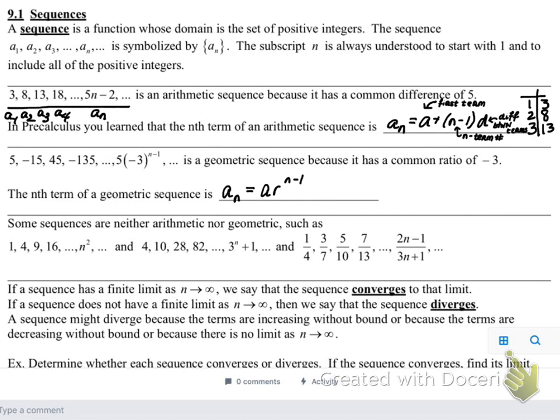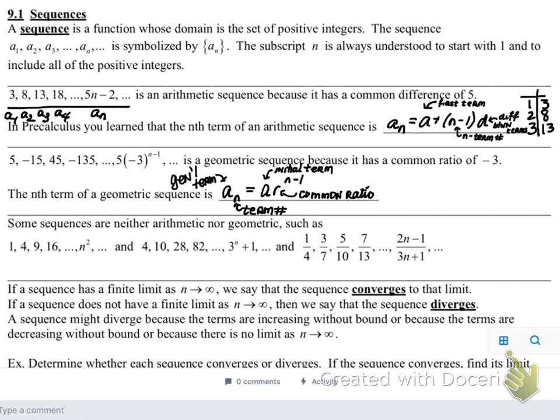The nth term of a geometric sequence is a sub n equals a times r to the n minus 1. That a, again, is the initial term, and the r is the common ratio. n is the term number, and a sub n is the actual term we're looking at. Some sequences are neither arithmetic nor geometric. You see examples below.